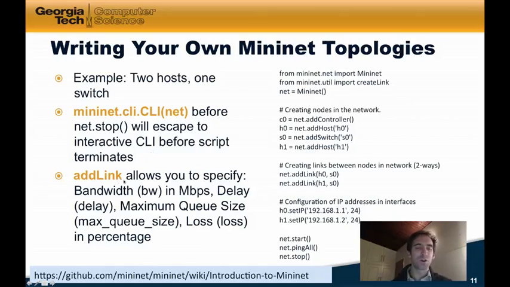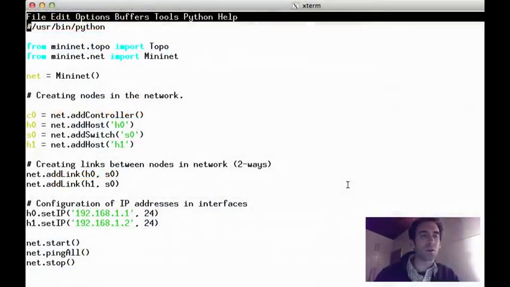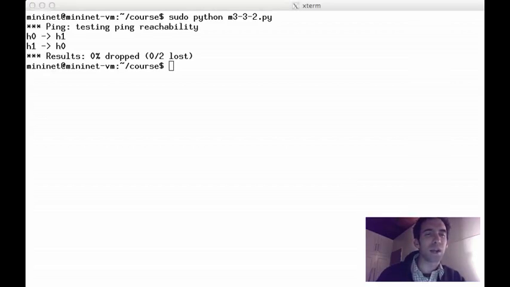It's not shown here, but you can also use add link to specify certain properties of the link with additional optional options, including bandwidth, delay, the maximum queue size, and the loss rate that you would wish to have on that particular link. Here is that code in the Emacs buffer as a .py script, and let's see what happens when we run that piece of code. As expected, we have 2 hosts and 1 switch, and they can ping one another.